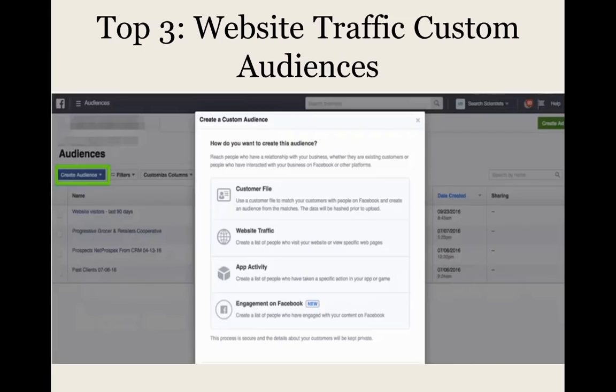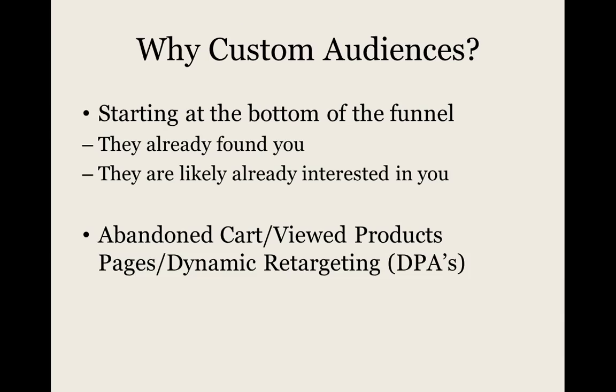Next, top 3 website traffic custom audiences. As we can see on the chart, these are the website traffic custom audiences. We can see there's a custom file, website traffic, app activity, engagement on Facebook. Next is why custom audiences. These are the reasons. Starting at the bottom of the funnel, they already found you. They are likely already interested in you. Abandoned cart, viewed products, pages, dynamic retargeting.